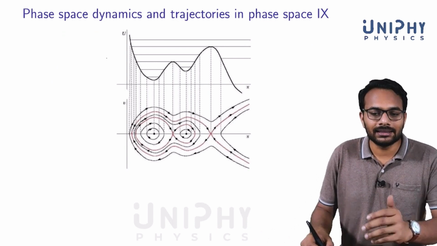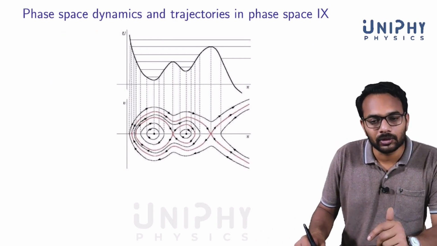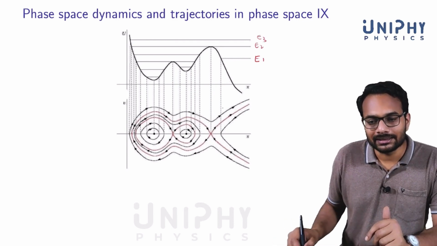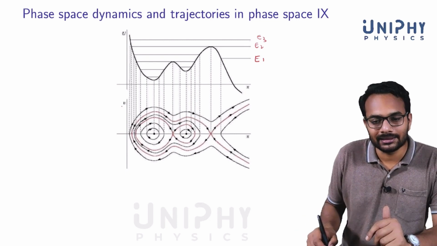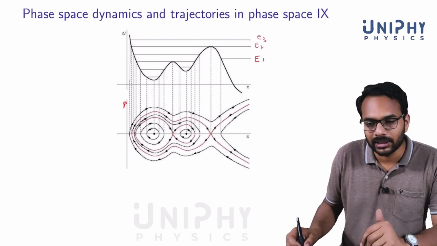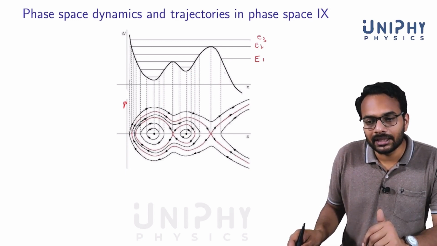Okay. So this is the potential energy curve that we have. These are the energy lines E1, E2, E3, etc. This is U versus x, and this is V versus x. It could also be p versus x, but it doesn't matter. You see that this is E1, E2, E3.